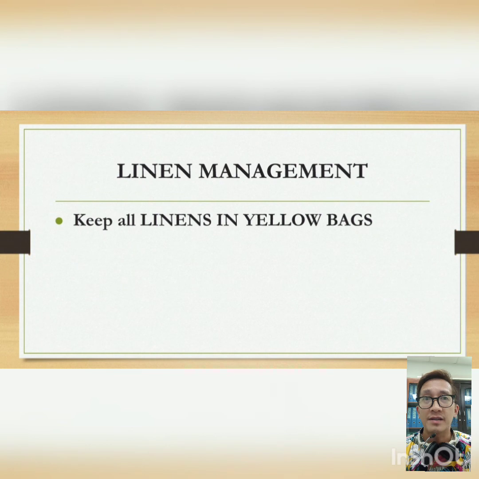How about for our linens? Keep all linens in yellow bags. Okay? Keep all linens in yellow bags.